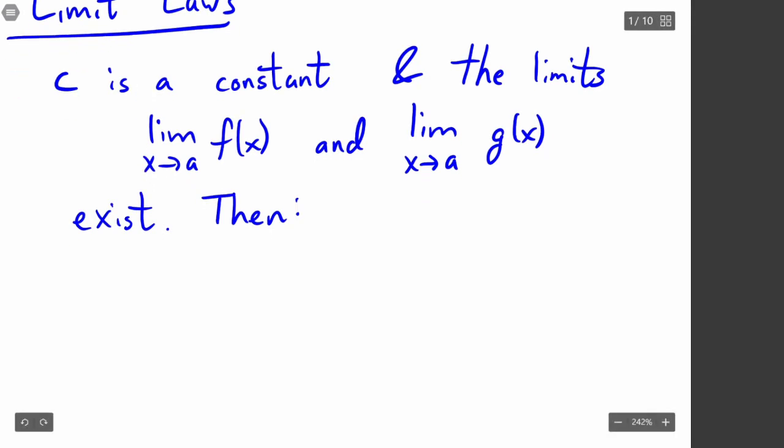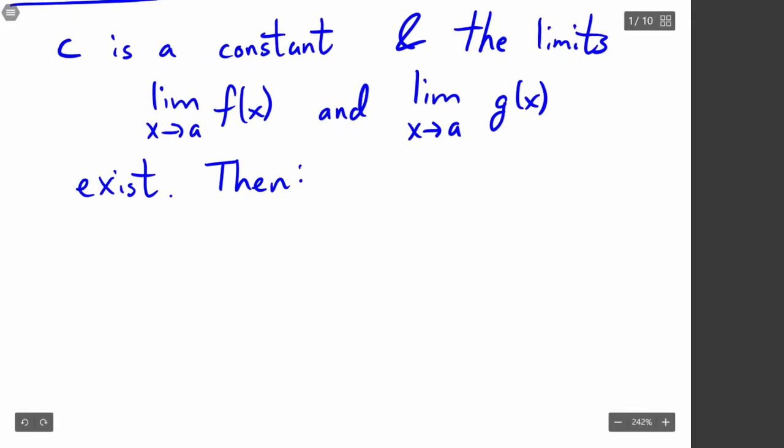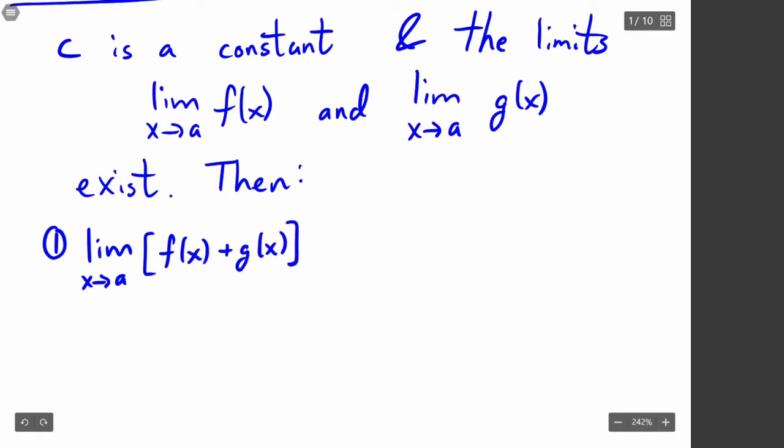Okay, then what happens? Well, first thing we want to ask, what about the limit as x approaches a of the sum of two functions, f of x plus g of x? What if we add two functions, then take the limit? Well, it turns out that's the same as taking the two limits first and then adding those together. This is what we hope would happen, and in fact, it is what happens. And this is great.